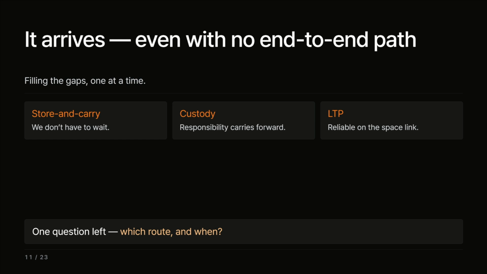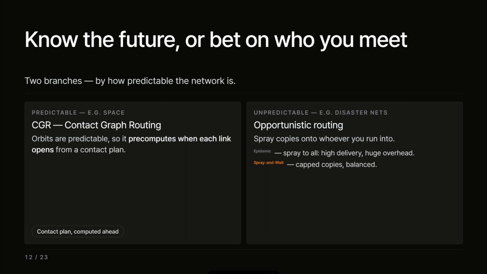And lastly, there is only one question remaining. If we don't always have a path to the destination, how do we decide where to send the data and when to send it? So that brings us to routing. The final stage is routing. In traditional networks, routing protocols generally assume that links are available right now. DTN cannot make that assumption.